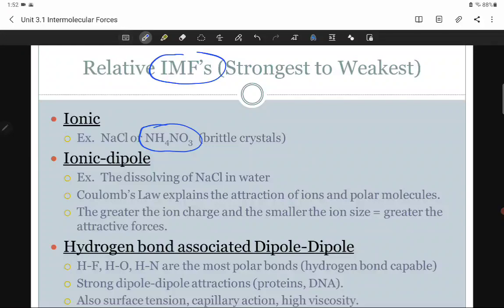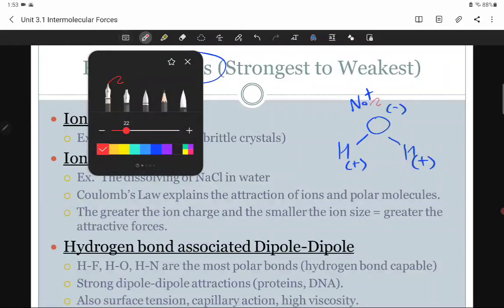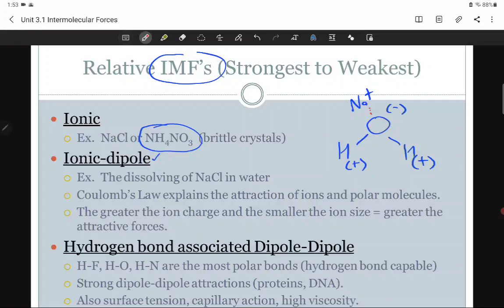The next, typically the next strongest intermolecular force is ion-dipole. And the most common one that we'll deal with is water, which has a dipole moment. So that's the dipole part. And then the ionic part would be maybe some kind of salt that's dissolved in water, and the Na plus would be very much attracted. And we like to use a dotted line to show the attraction that's more intermolecular.